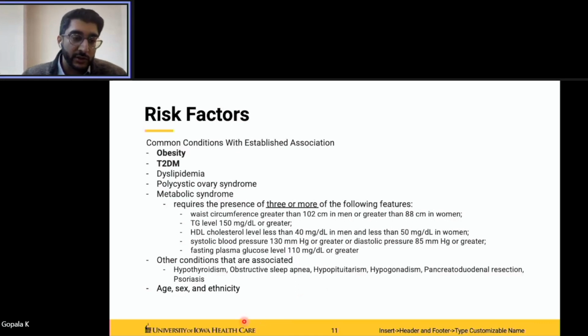include non-modifiable risk factors, including age, so elderly, and sex, males greater than females, and certain ethnicities, such as Hispanic, non-Hispanic Caucasians from Northeast European countries, Middle Eastern, or Asian populations, such as from the Indian subcontinent, are high risk for fatty liver.